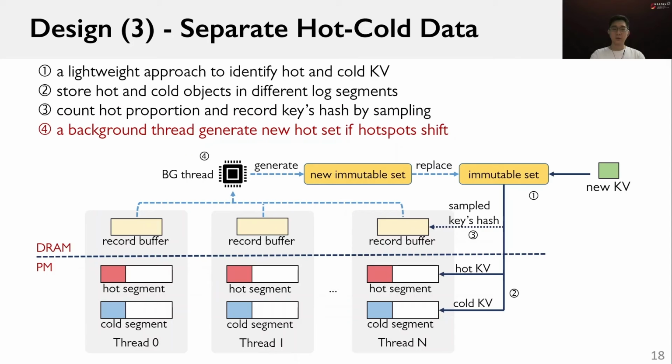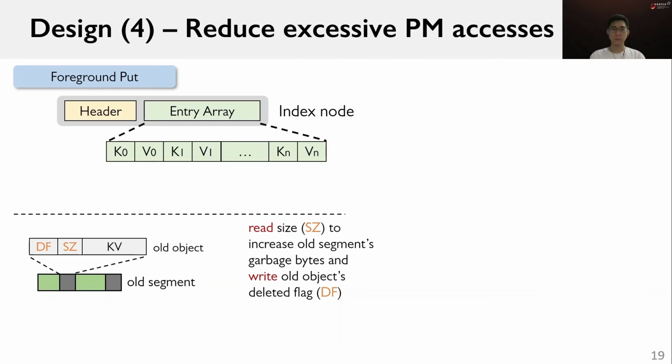If the reported hot proportion is low, which means the current hot set is not accurate anymore, a background thread will collect records from each thread's record buffer. Then, it generates a new hot set according to these records and replaces the current hot set using an epoch-based technique. If the background thread finds the records are distributed uniformly, it will set the hot set to empty.